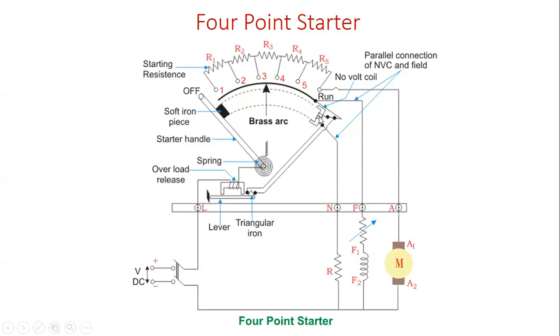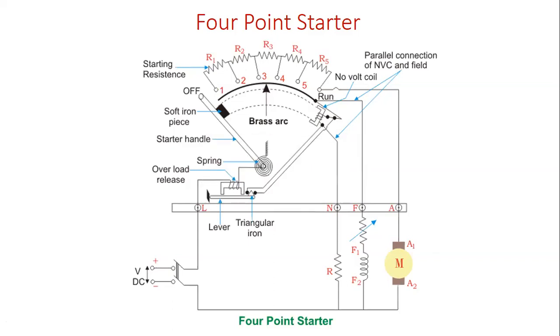Now the magnetic force found in the no voltage coil should be greater than the spring force. The no voltage magnetic force in the relay should be higher than the spring force. Only then will the iron piece stay attracted for a longer time. Now, when the handle comes to the run condition, what happens? The compound motor is now rotating.